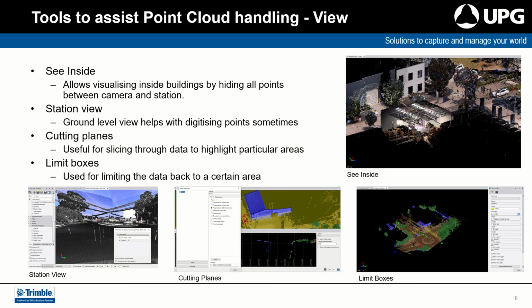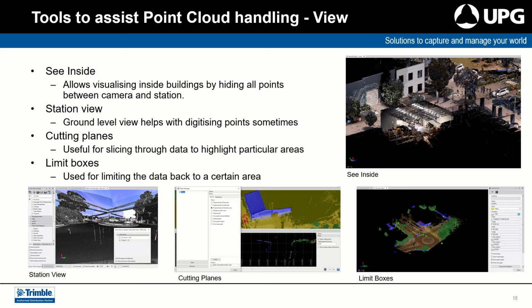There's some view data options as well. In TBC, there's an option that's called See Inside. This allows you to hide all the points between where the scan setup is and the camera view in 3D view. The benefit of this is it allows you to see inside buildings, and it will hide the points in the view as you rotate around, so you can see inside. If you don't have this turned on and it's just the view all data, you'll just see the back walls of that particular room, and you won't be able to see inside the data.